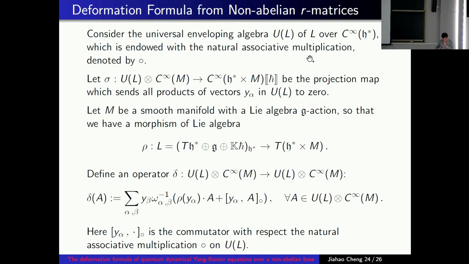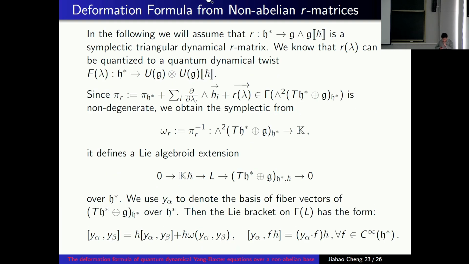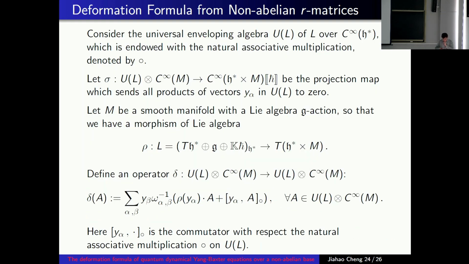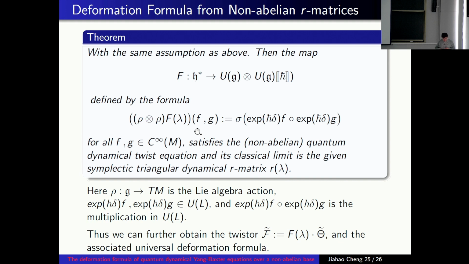let's just recall what the delta is. To define delta, you have to use this symplectic structure. We recall that this symplectic structure contains the classical dynamical R matrix. So the operator delta is closely related, it is produced by the classical dynamical R matrix. And then finally by such formulae, you define F from H star to UG tensor UG H bar.